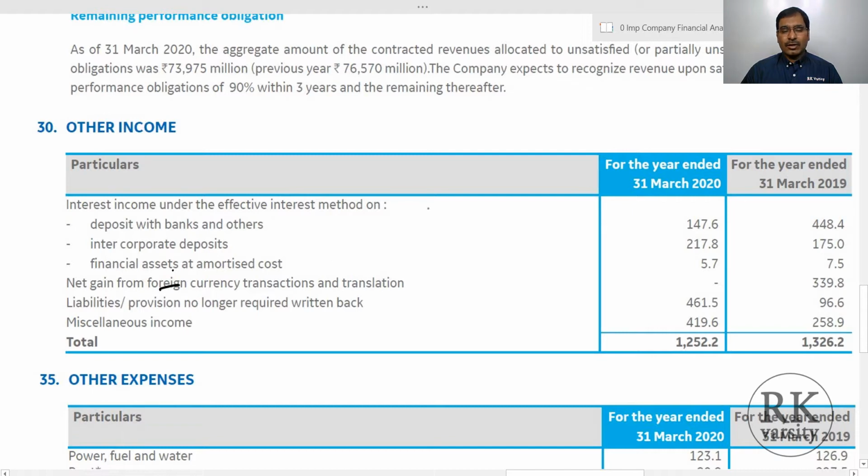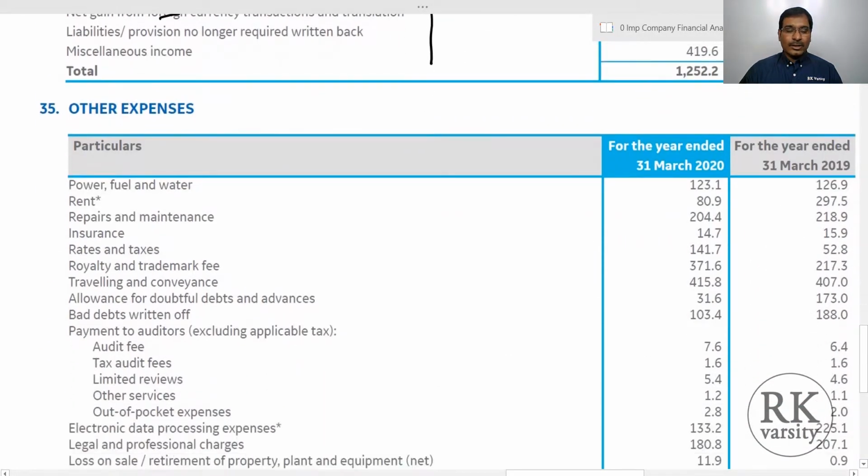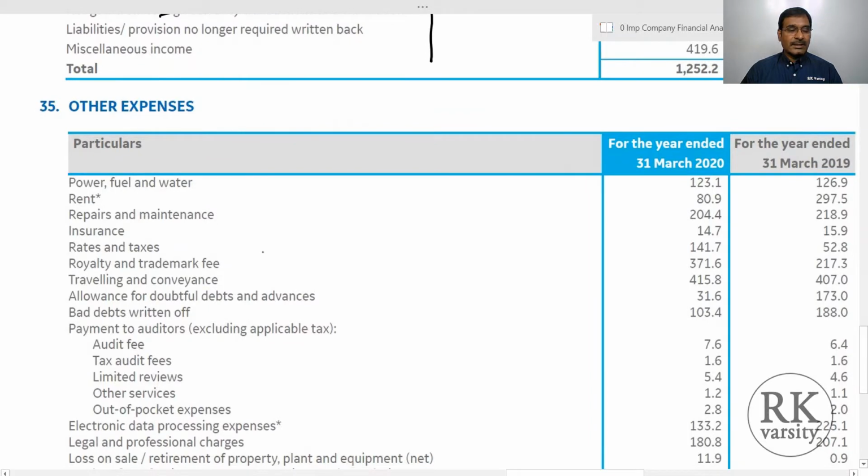So these are all not the direct incomes which the company earns. That is the reason why I am excluding other income from net sales. Now coming to the other expenses, here you can see that the direct expenses, power, fuel and water, these two are direct expenses that the company incur.